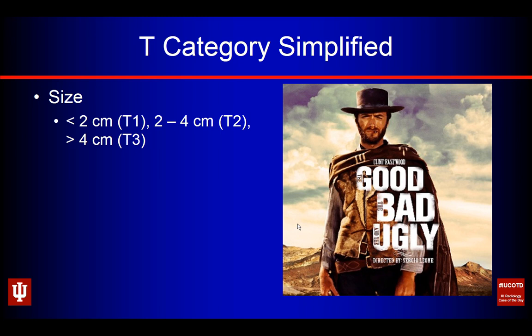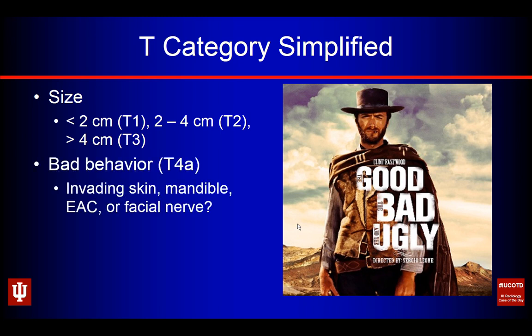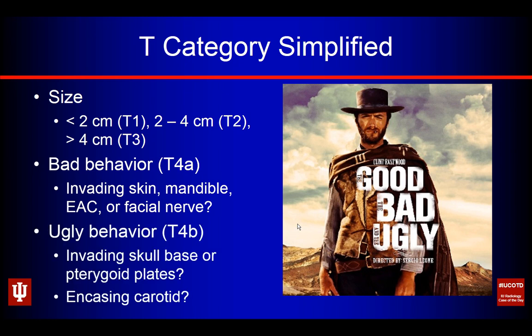Is it greater than 4 centimeters in size? That's T3. Next, we look at behavior. Is it demonstrating bad behavior? That's T4A. That includes invasion of the skin, the mandible, the external auditory canal, or the facial nerve. Or is it showing ugly behavior? Is it invading the skull base, including the pterygoid plates, or is it encasing the carotid? So instead of looking at that complex chart that has a lot of words on it, just remember, 2, 2 to 4, greater than 4, and then those things that get involved that upstage you to T4 tumor.